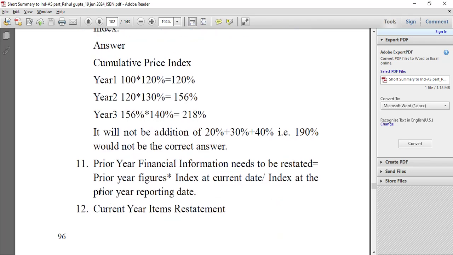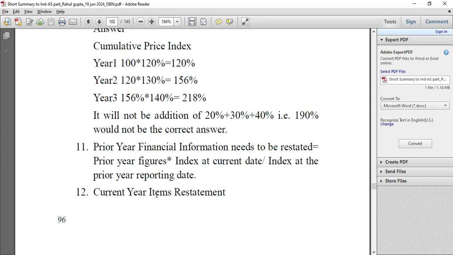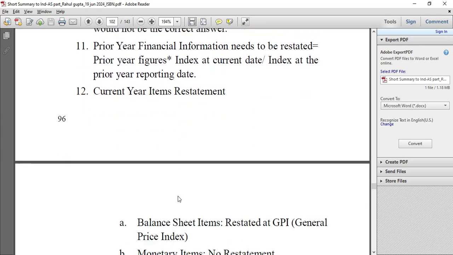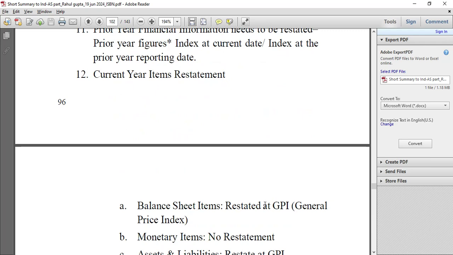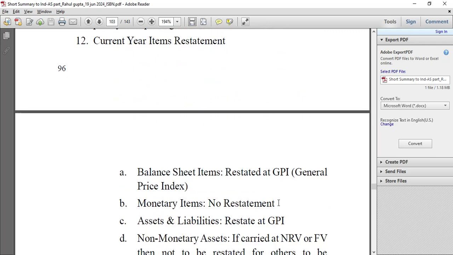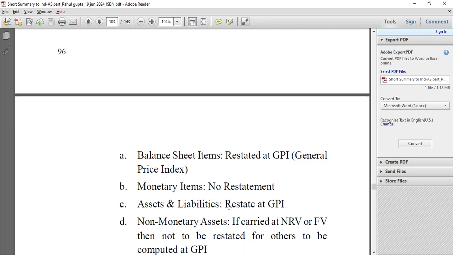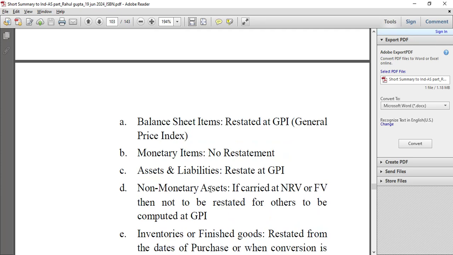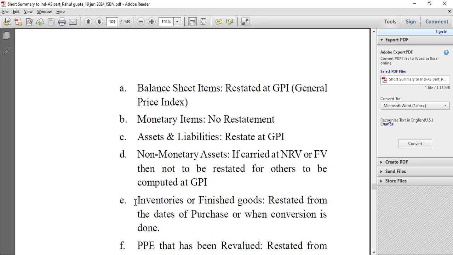Prior year financial information needs to be restated. Prior year figures into index at current date, divide by index at the prior reporting date. Current year items restatement. The balance sheet is restated at GPI, General Price Index. Monetary items, no restatement. Assets and liabilities restated at General Price Index. Non-monetary items, if carried at net realizable value or fair value, then not to be restated. For others, to be computed at General Price Index.